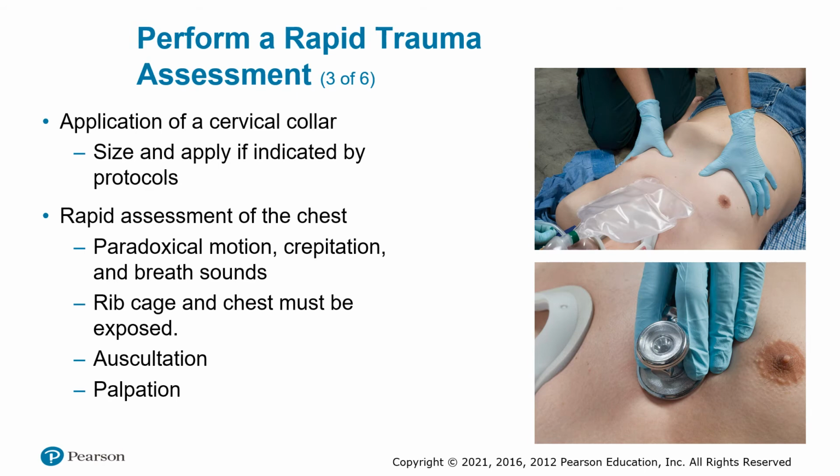Rib cage and chest must be exposed. You have to expose your patient in order to put eyes on the patient. Okay, you can't see through clothing. Auscultation: we're going to listen for breath sounds and then palpate that chest.